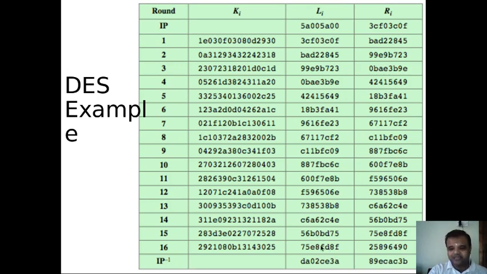After 16 rounds of operation, you see that there is an inverse initial permutation. Whatever permutation happened over here, you have the exact inverse happening over here. So this is how data encryption standard works.